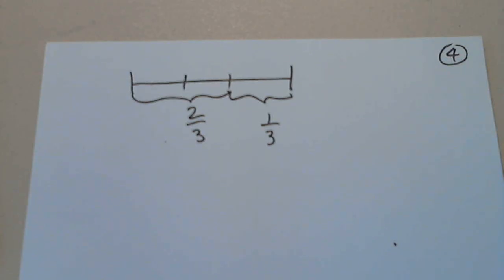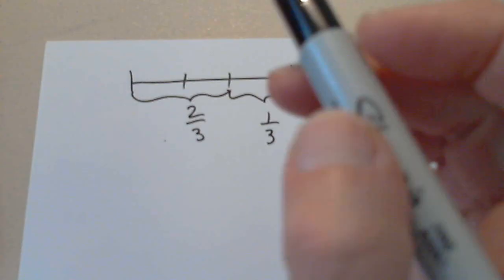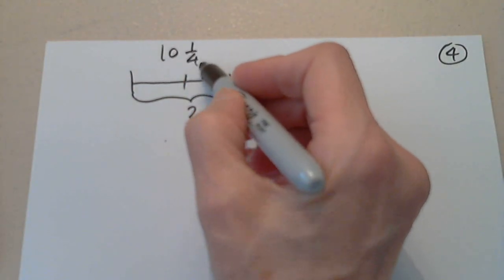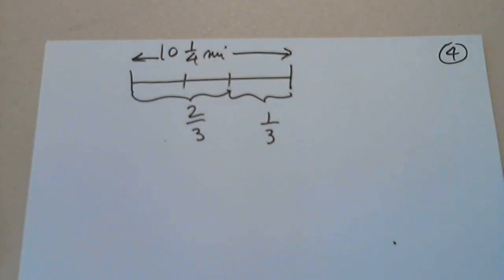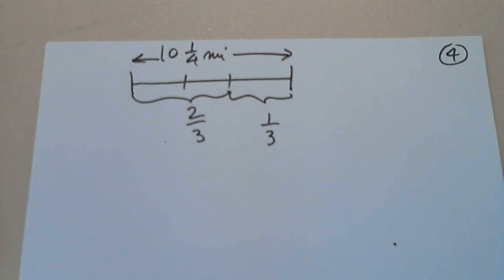If the total project is 10 1/4 miles long, the whole thing, from here till here, that is the whole thing. Okay. Question now. What length of pipe will be stored offsite?